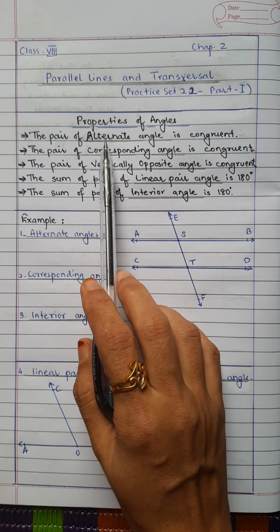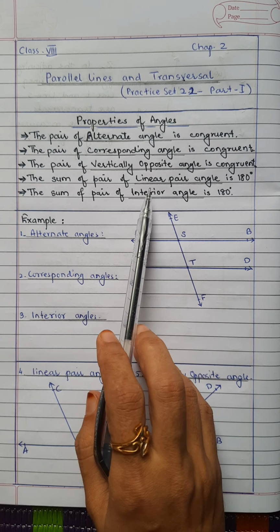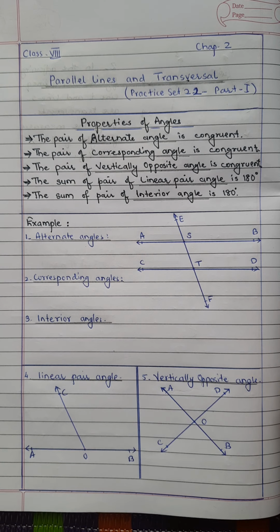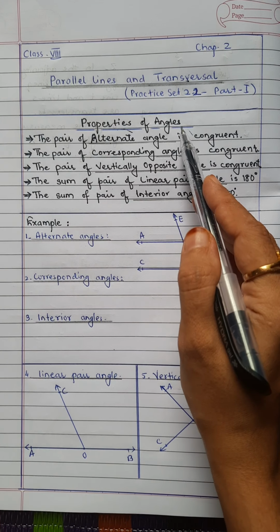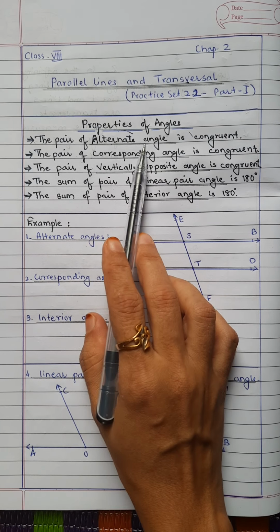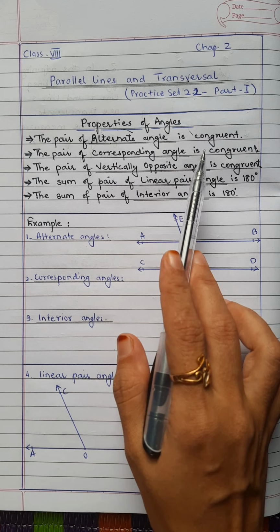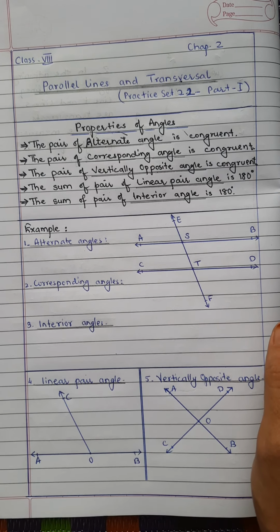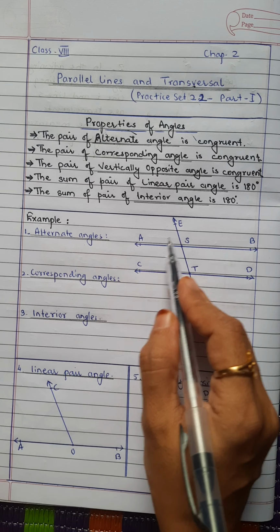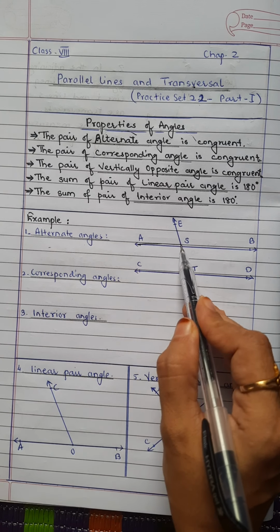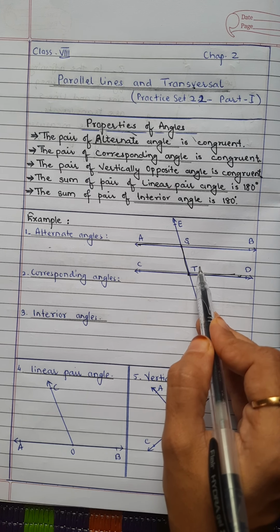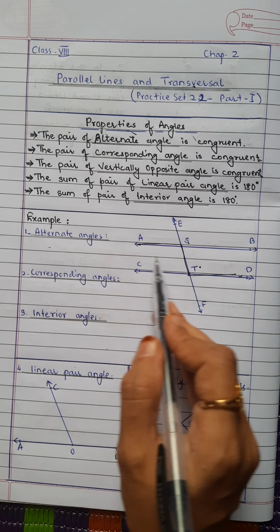Which angles? Alternate, corresponding, vertically opposite angles, linear pair angle and interior angle. We already understood the meanings of all these angles in the previous video. Now we'll see the properties. First of all, alternate angles. The property says the pair of alternate angles is congruent. As you know, the Z-forming angles are alternate angles. I'll give you an example in this figure. Alternate angles means Z-forming angles. So these angles are in pair, and it is the pair of alternate angles, so it will be congruent.